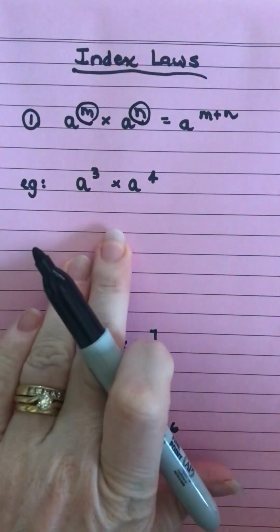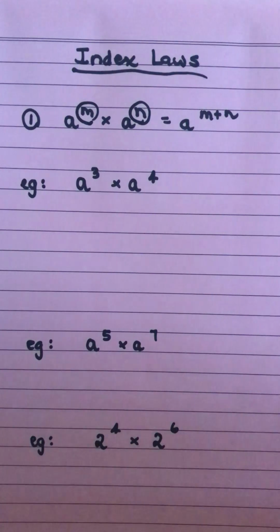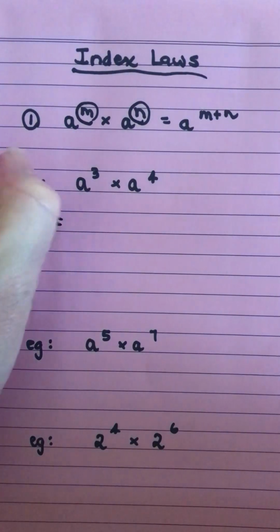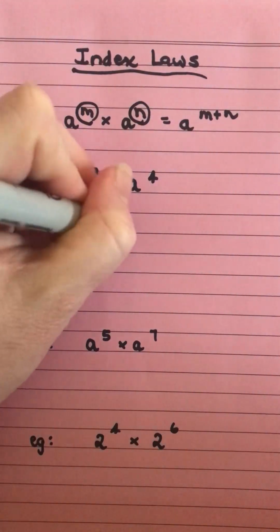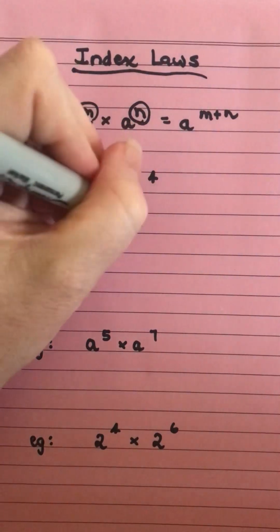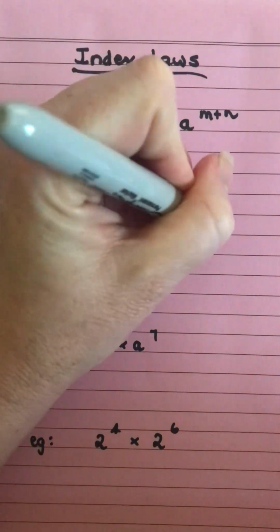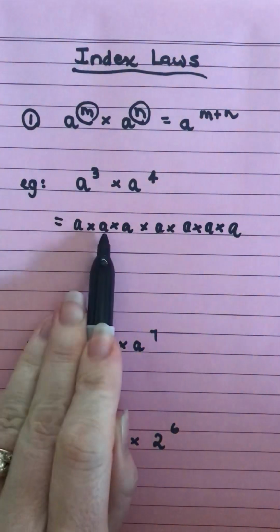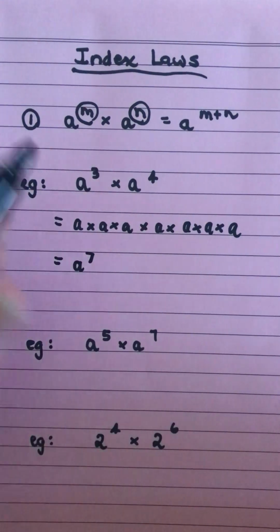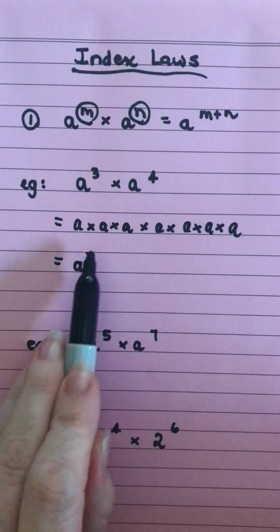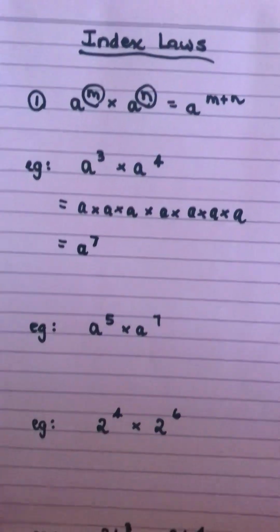So having a look at how this works, for the first one I'm just going to break it down and show you why it works. So we can write a to the power of 3 as a times a times a. Then we can write a to the power of 4 as a times a times a times a. So when we look across our line, we've got a to the power of 7. Now if we check that, 3 plus 4 is equal to 7. That's how the rule, or the law, works.